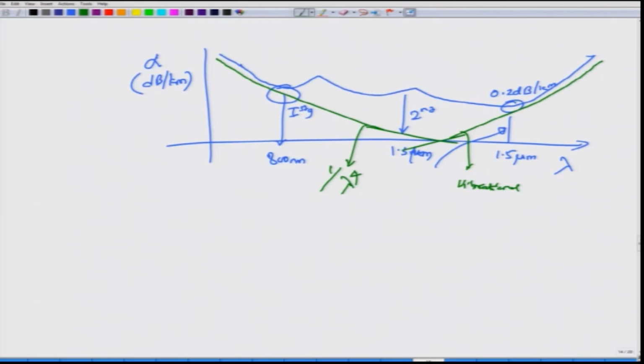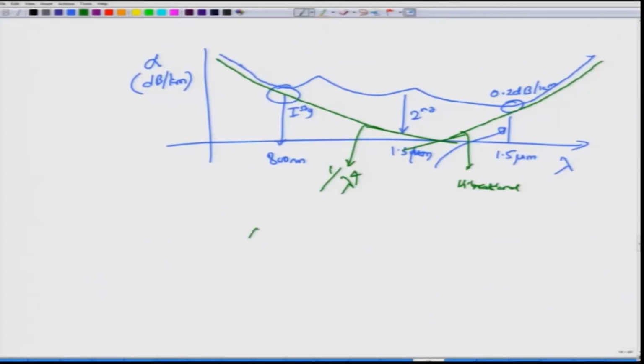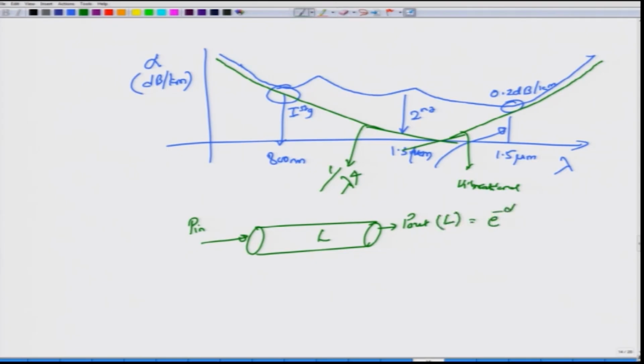But I have been talking about these losses in terms of a quantity called dB per kilometer. What exactly is this dB per kilometer? As I told you, if I take an optical fiber of certain length L, send in a power P in and get the power P out, I expect that this power P out, which would keep varying with respect to L, goes as e power minus alpha L times P in, where this alpha is called the natural units of attenuation.